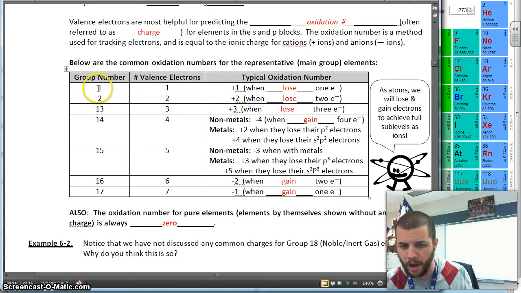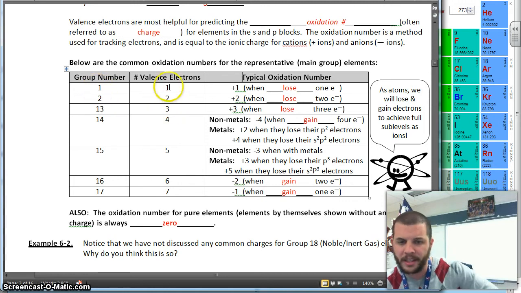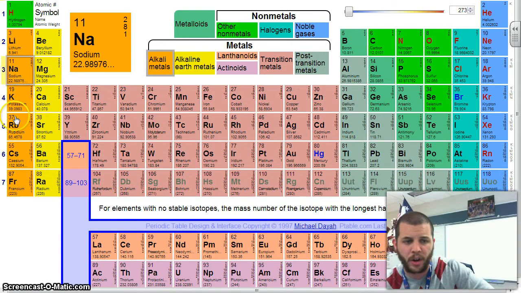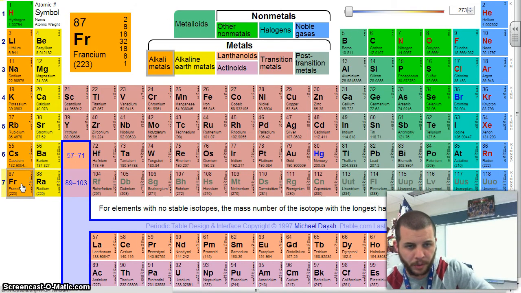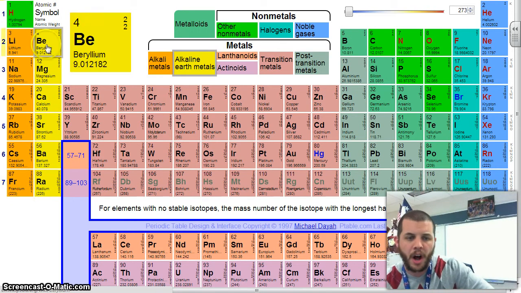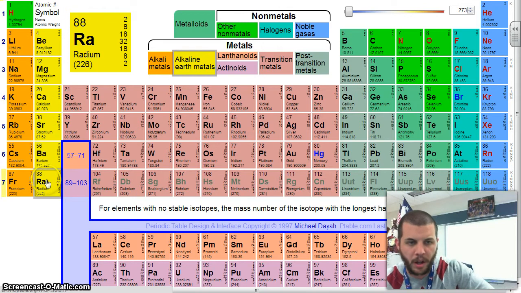Group number 1 is going to have 1 valence electron. Group number 2 is going to have 2 valence electrons. Group number 13 is going to have 3. Group 14 is going to have 4. Group 15 is going to have 5, so on and so forth. Now, with this 1 valence electron, when I go back to my periodic table, I remember that group 1 is all metals. I know that metals are losers, so it's going to lose that 1 electron that it had, thus making it a +1 charge. All of these are metals, they're all losers.